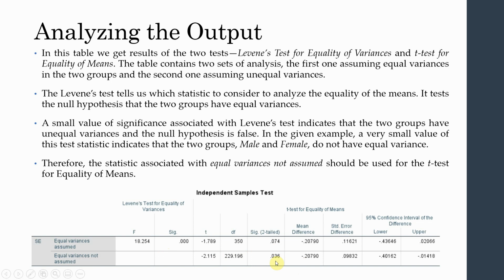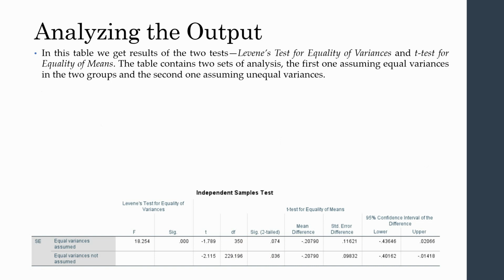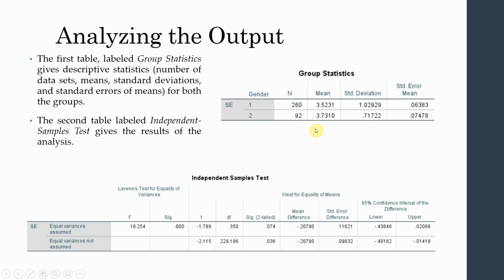Now, the next question is, which one has a higher self-efficacy score? So there is a difference. So one of them will have a higher self-efficacy score and one of them will have a lower self-efficacy score. So where is that self-efficacy score? So if we come back here to group statistics, we can see that female have a higher self-efficacy score in comparison to male.